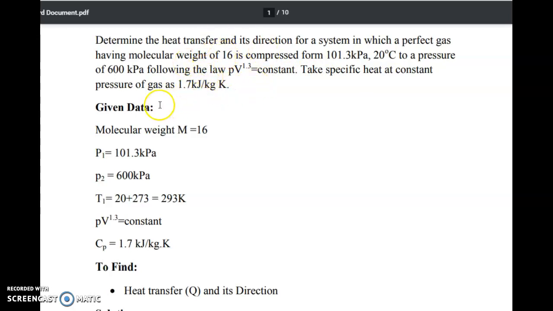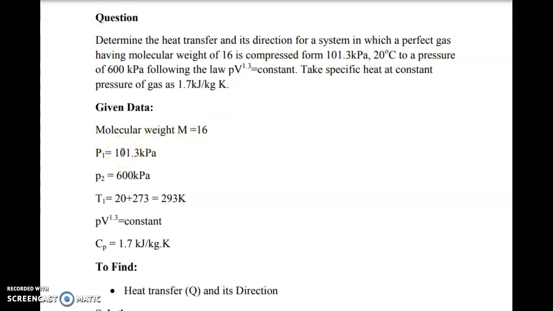You just write down the given data one by one. That is, the first one is molecular weight. Molecular weight of the gas, that is denoted by capital letter M. Molecular weight M equal to 16. So there are two states. One is before compression, after compression. Okay. So before compression is taken as state 1. After the compression process, that is taken as state 2.